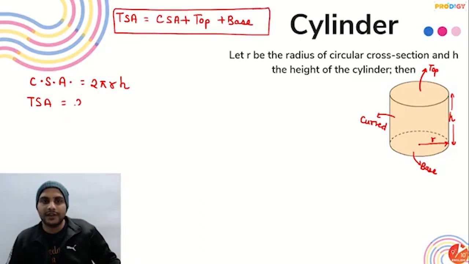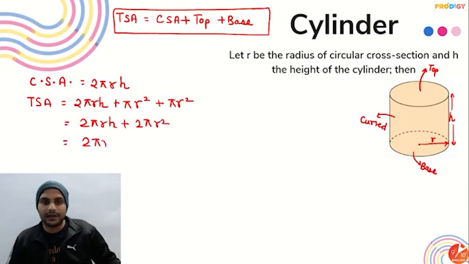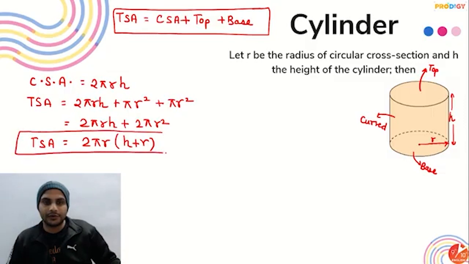So total surface area, curved surface area is 2 pi rh plus the area of top, circular base, so it will be pi r square, and here also pi r square, which is going to be 2 pi rh plus 2 pi r square. So if I take 2 pi r common, you will be left with h plus r. This is going to be your total surface area.